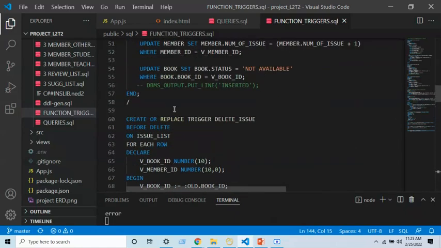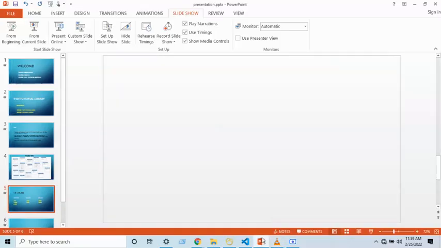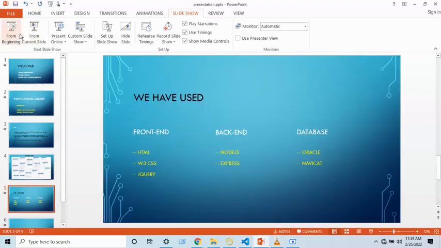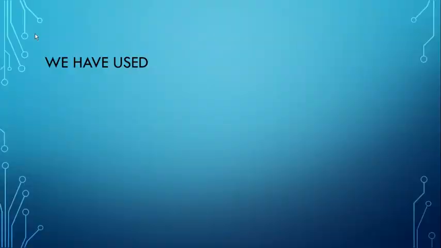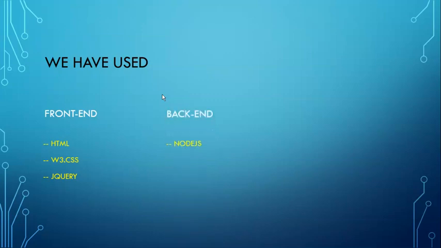So this is all about this project. To develop this website, we have used HTML and W3 CSS as the front end, and a JavaScript library, jQuery. In the backend, we have used Node.js and the Express framework. As a database, we have used Oracle, and to connect with Oracle, we have used a third-party app named Navicat. So this is all about this website.